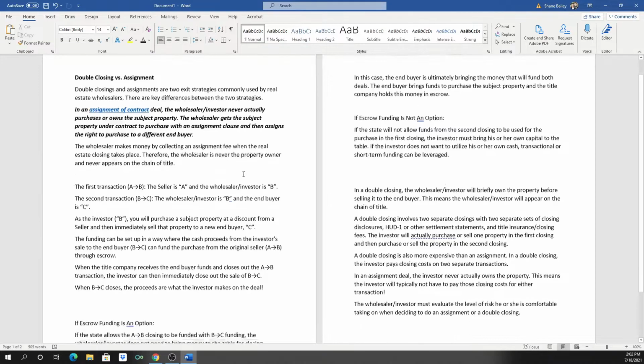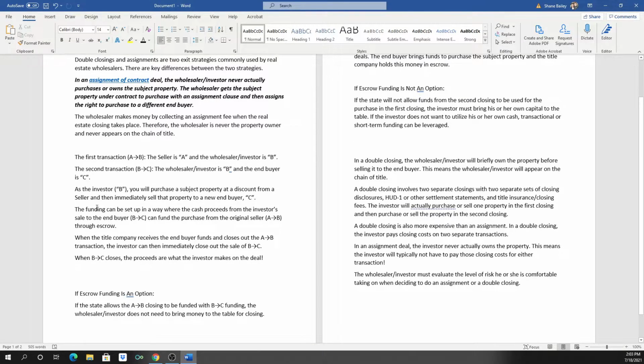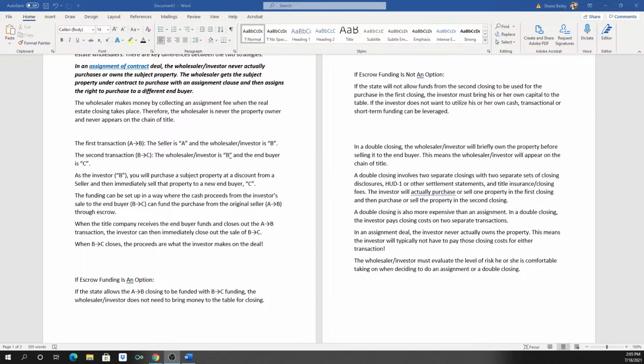Okay, so we went back through this and talked about how the second person involved in this, which is you, seller, agrees to a contract with you, and then you go ahead and flip that paper to the end buyer, which is the cash investor at the end. Okay, so instead of assigning the contract, you're going to go ahead and do a double closing for various reasons.